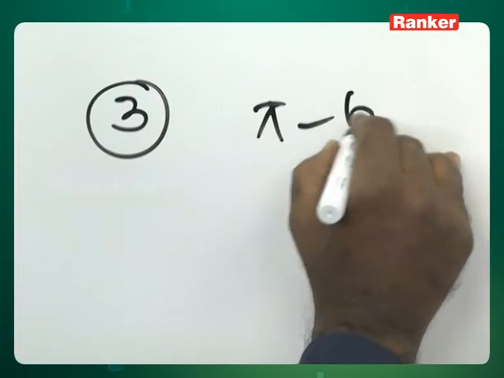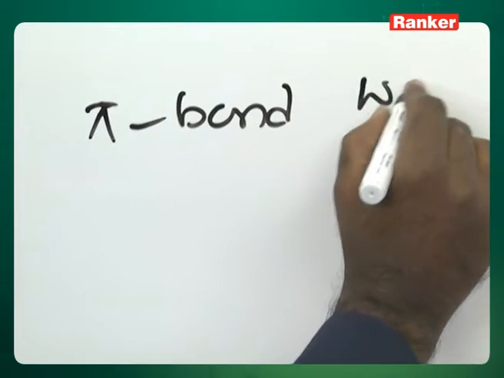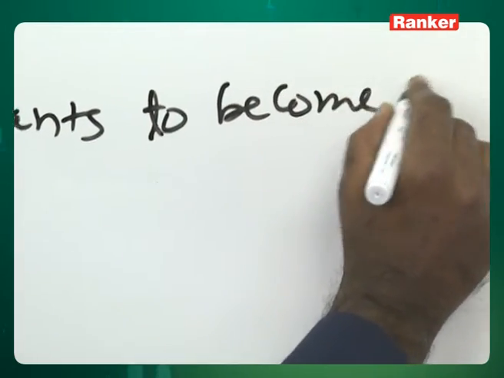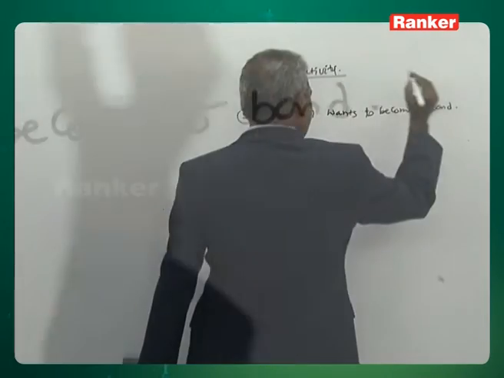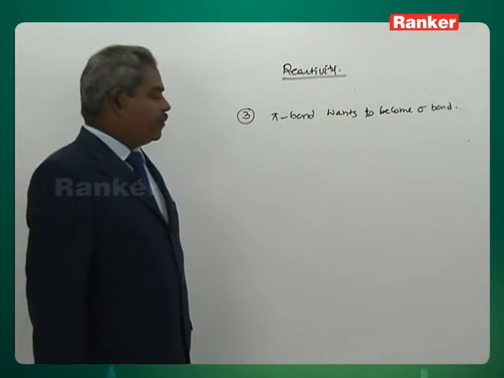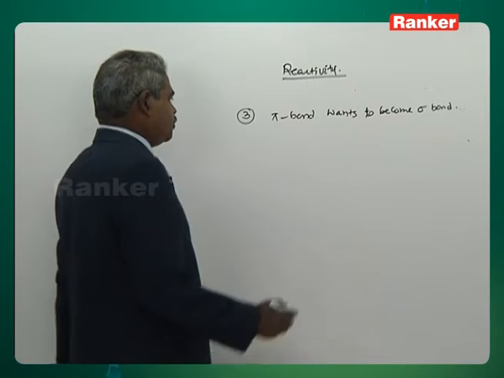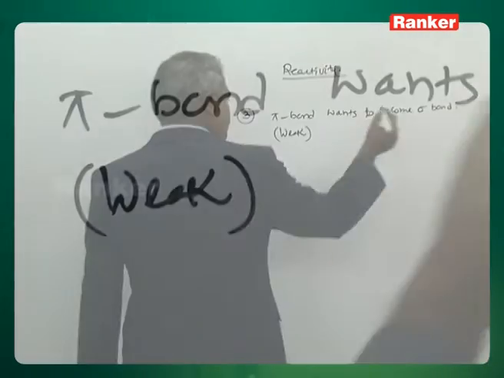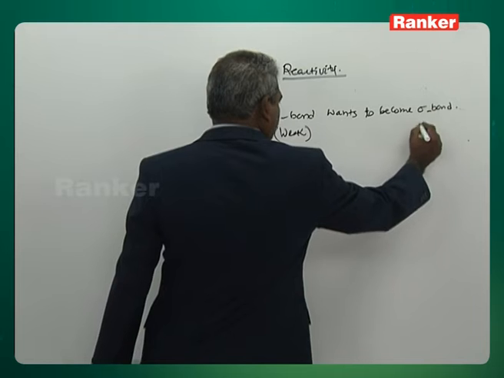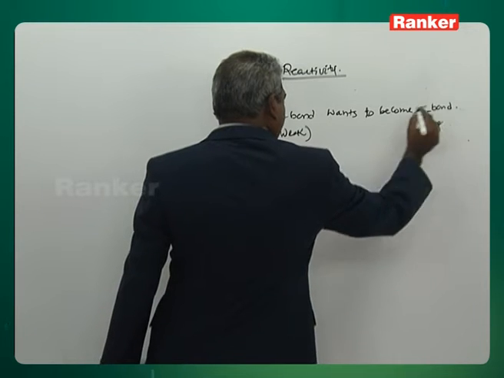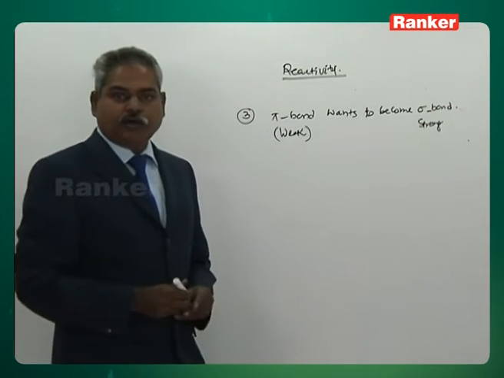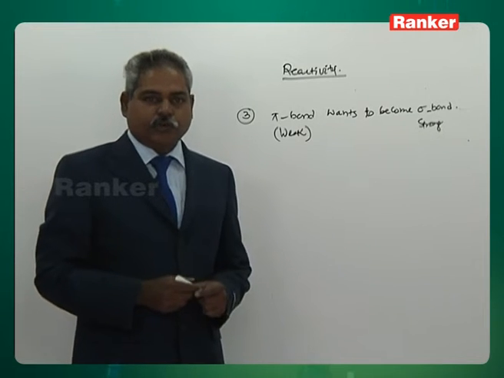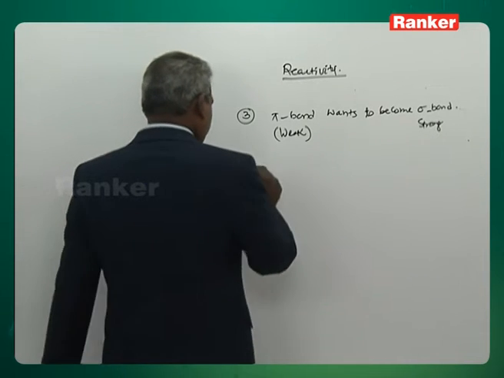Pi bond wants to become sigma bond. Why? Why do you think so? Pi bond wants to become sigma bond. Very easy to understand. A weak bond. Pi bond is a weak bond. No need to say sigma bond is a stronger one. Strong. So, in all reactions where a pi bond is involved, the pi bond wants to break to become a sigma bond. Once again, a natural progression.